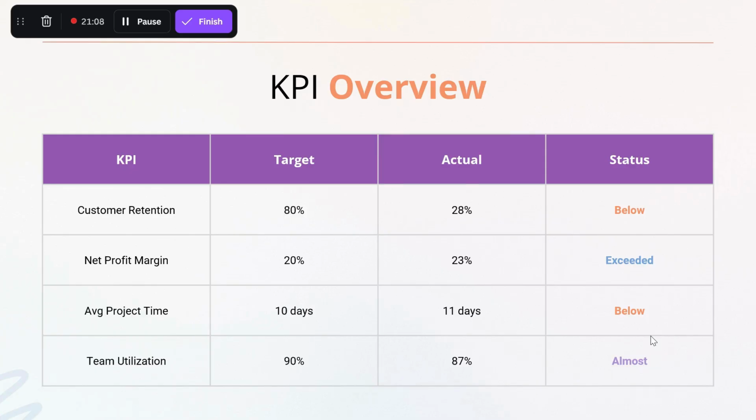And already we can look at the first points there, KPI, customer retention, 28% actual when our target is 80%. If you call back to the title, you remember exactly. So this is in line with what we talked about. Then the status is there with different color codes. We have below, exceeded, below, almost.